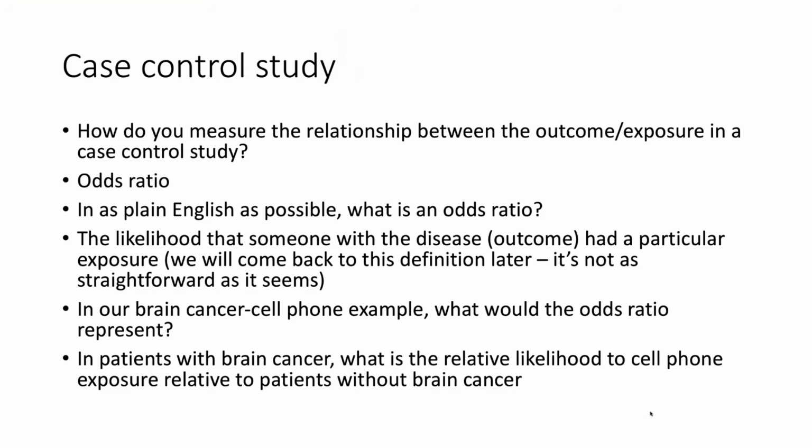This is different from the definition someone gave before. Who said that it was the likelihood of developing brain cancer if you had been exposed to cell phones? Do you see how this is subtly different? The previous, incorrect definition was: if I am exposed to cell phones, how likely is it that I will develop brain cancer in the future? That is not what an odds ratio is. An odds ratio is: if I have brain cancer, what's the likelihood that in the past I had exposure to cell phones?